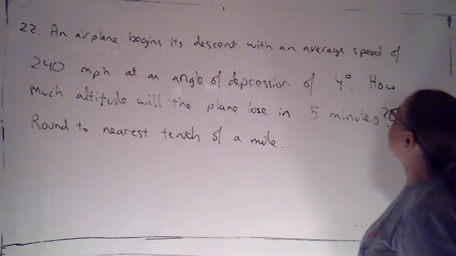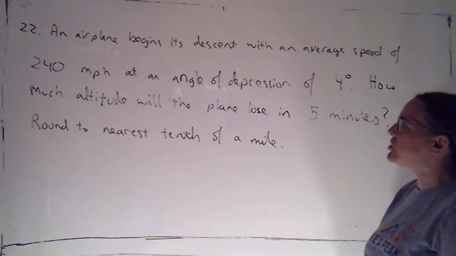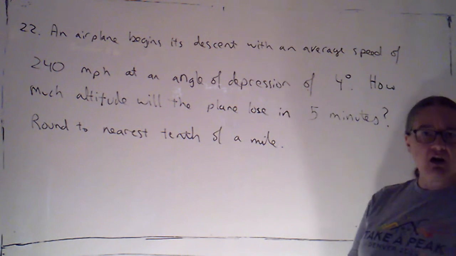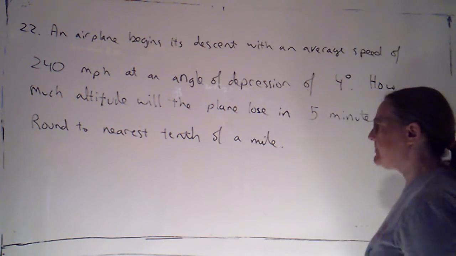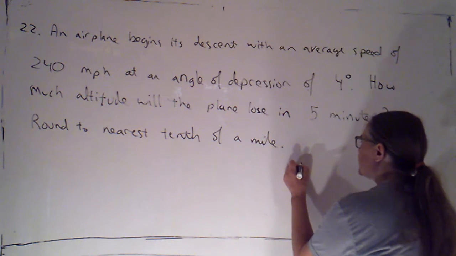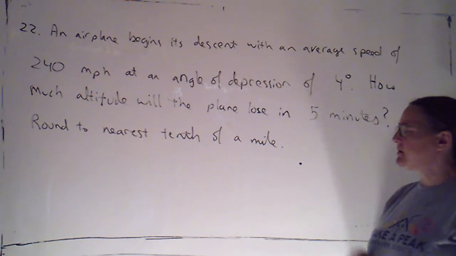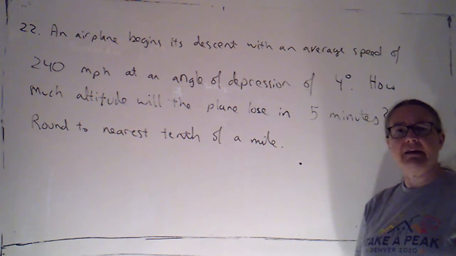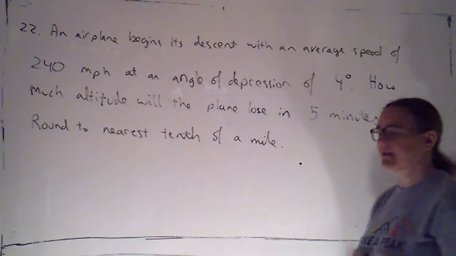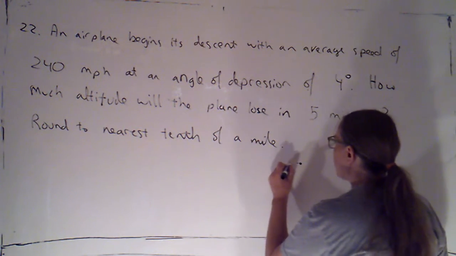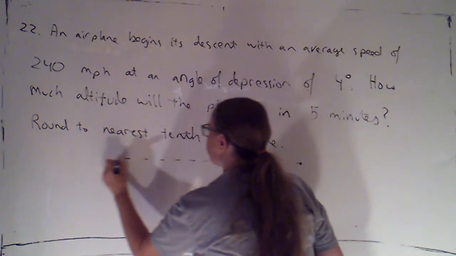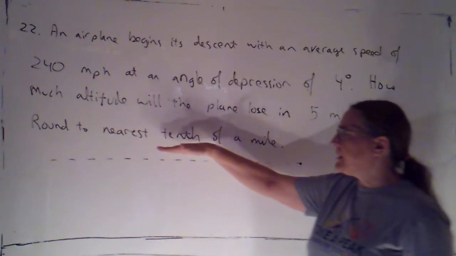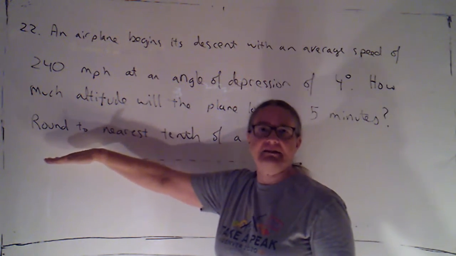An airplane is going to begin its descent with an average speed of 240 miles per hour at an angle of depression of 4 degrees. So I'm going to draw my picture. Here's my airplane. I am going to represent my airplane as a dot because I am hopelessly bad at drawing airplanes that look like airplanes. Okay, now I'm going to just draw a dotted line here.